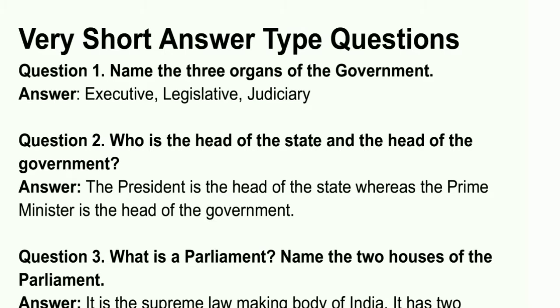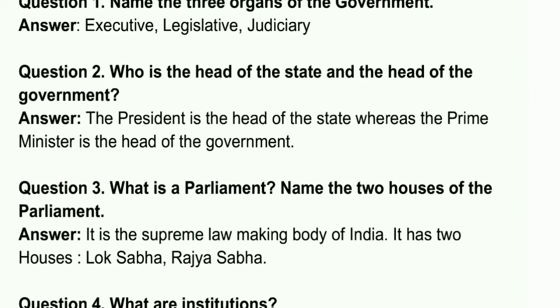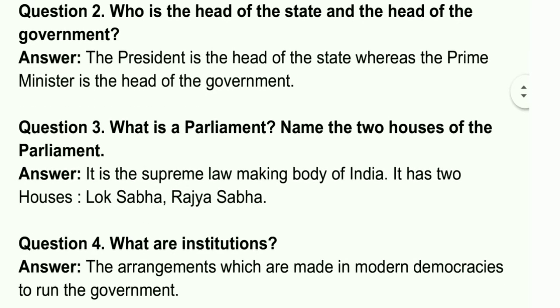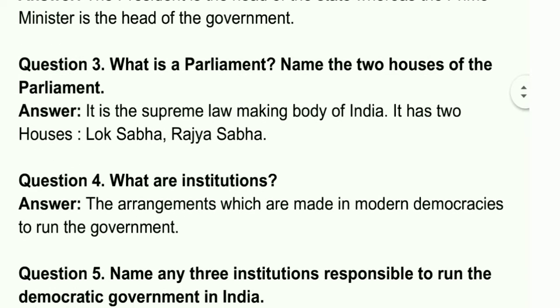Next question, what is a parliament? Name the two houses of the parliament. Answer, it is the supreme lawmaking body of India. It has two houses, Lok Sabha, Rajya Sabha.